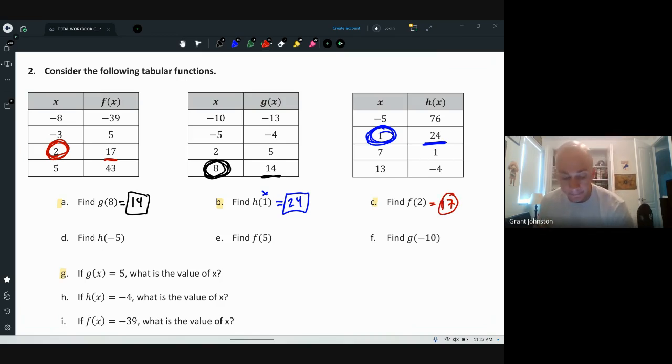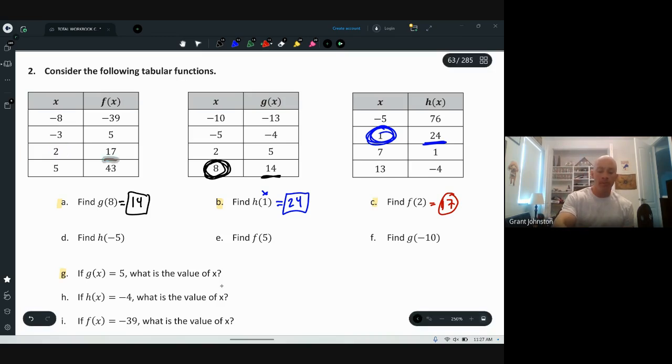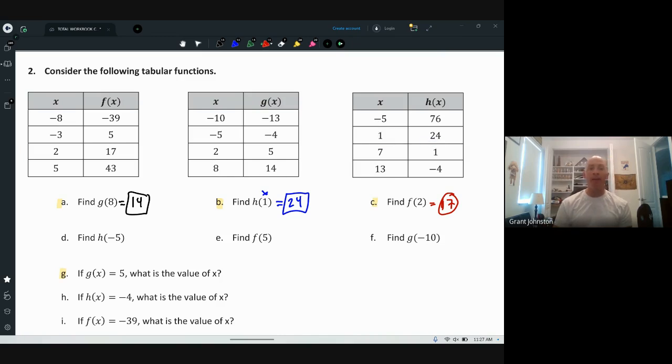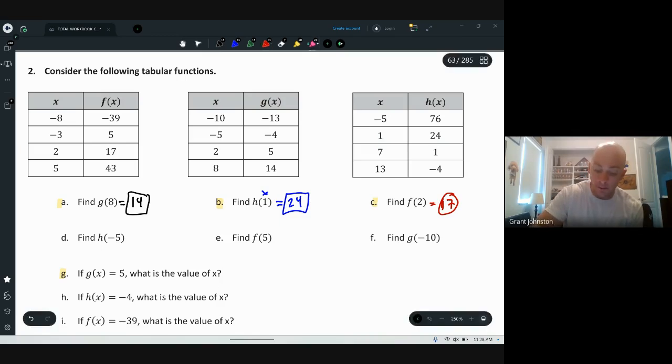Not too bad, right? So I'll let you do D, E, and F. Now, this is kind of backwards for G. It says if G of X equals 5, what's the value of X? So look at this. If G of X is 5, like right here, what is X?